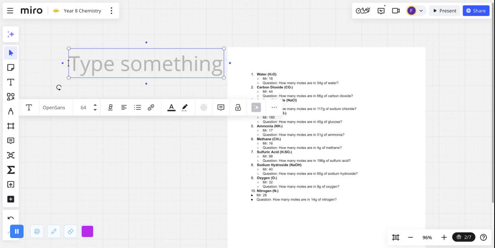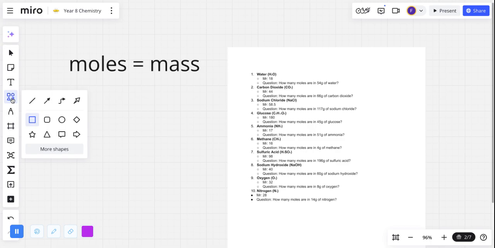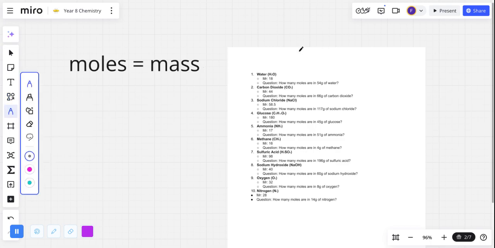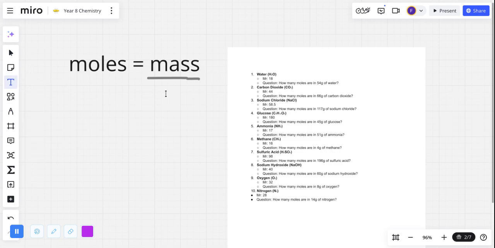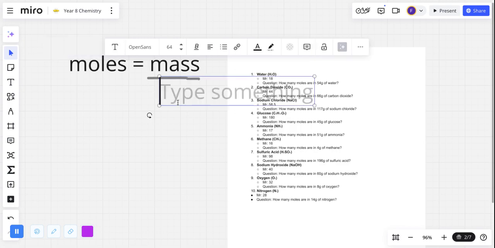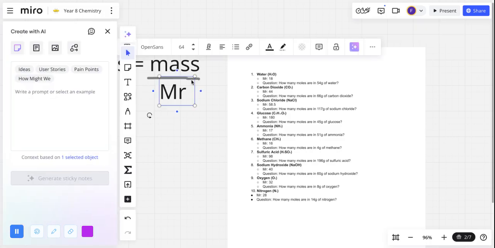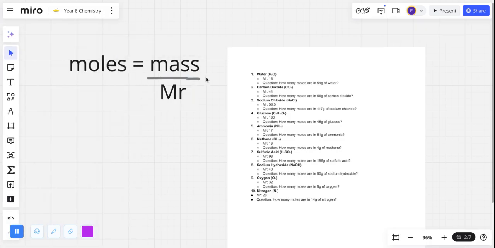And moles always starts with a formula. Moles equals mass, and I love writing it out as a fraction: moles equals mass over MR, the relative formula mass, or relative molecular mass. Write it like that, with a big M. I love fractions because the fraction line means divide, and I think that's really important.